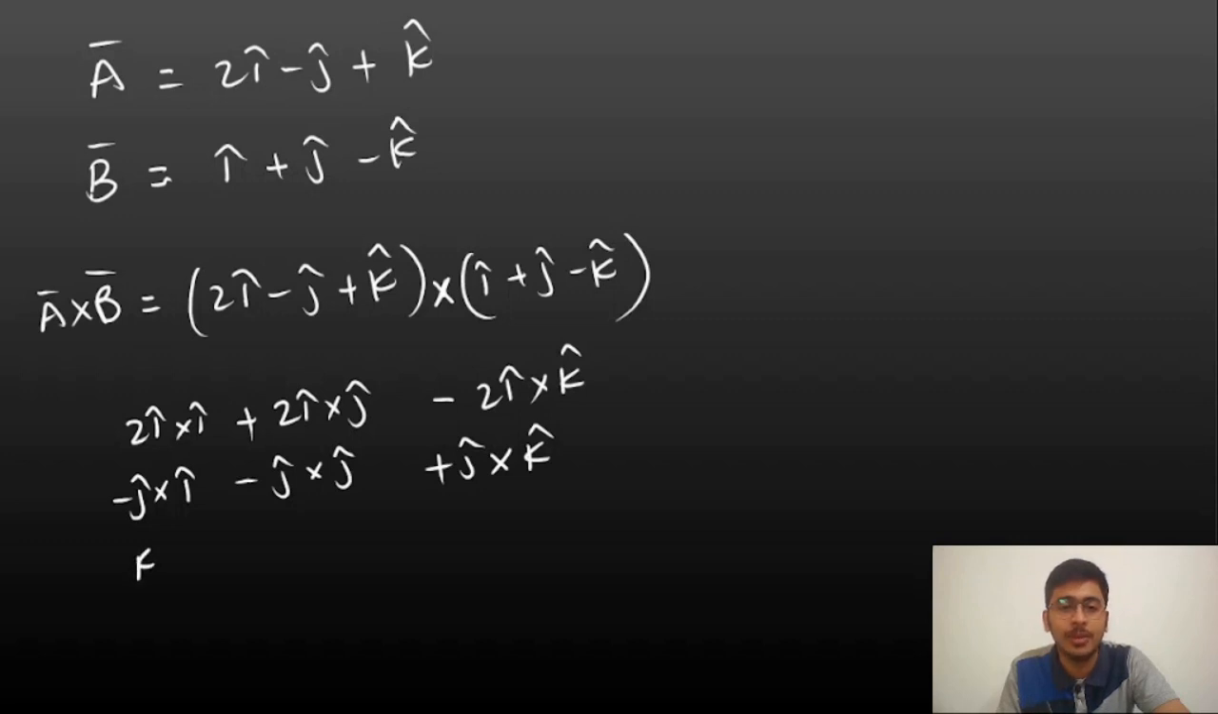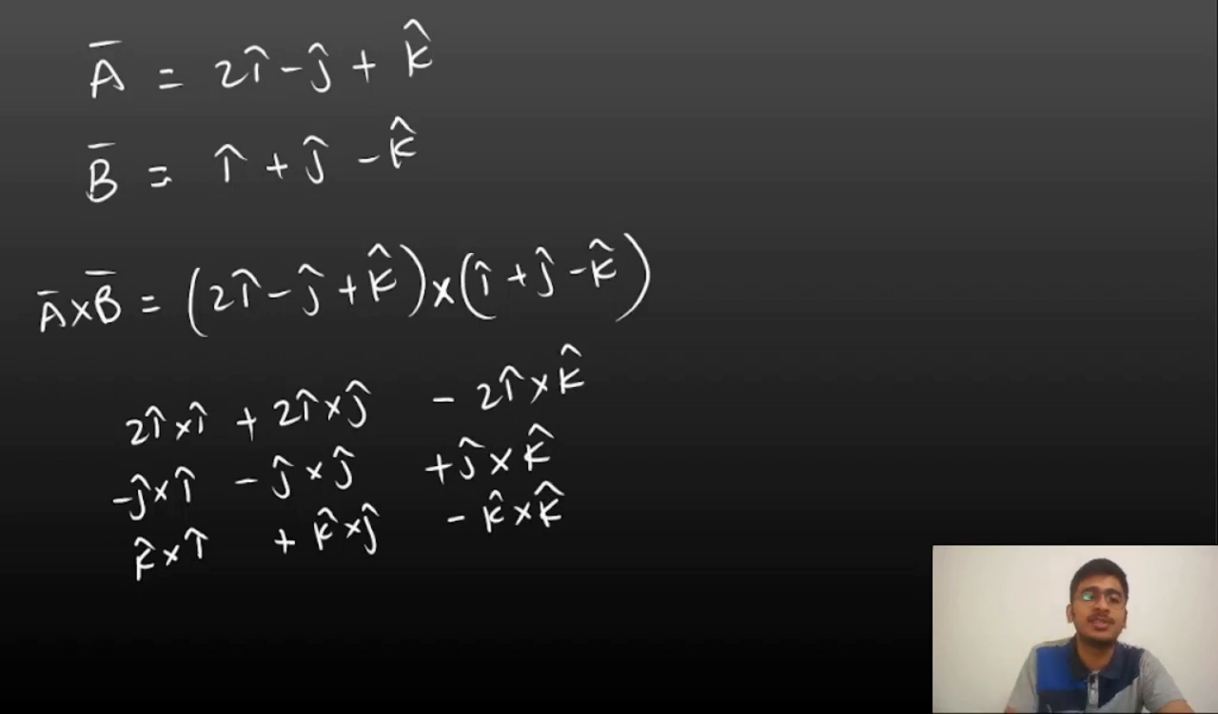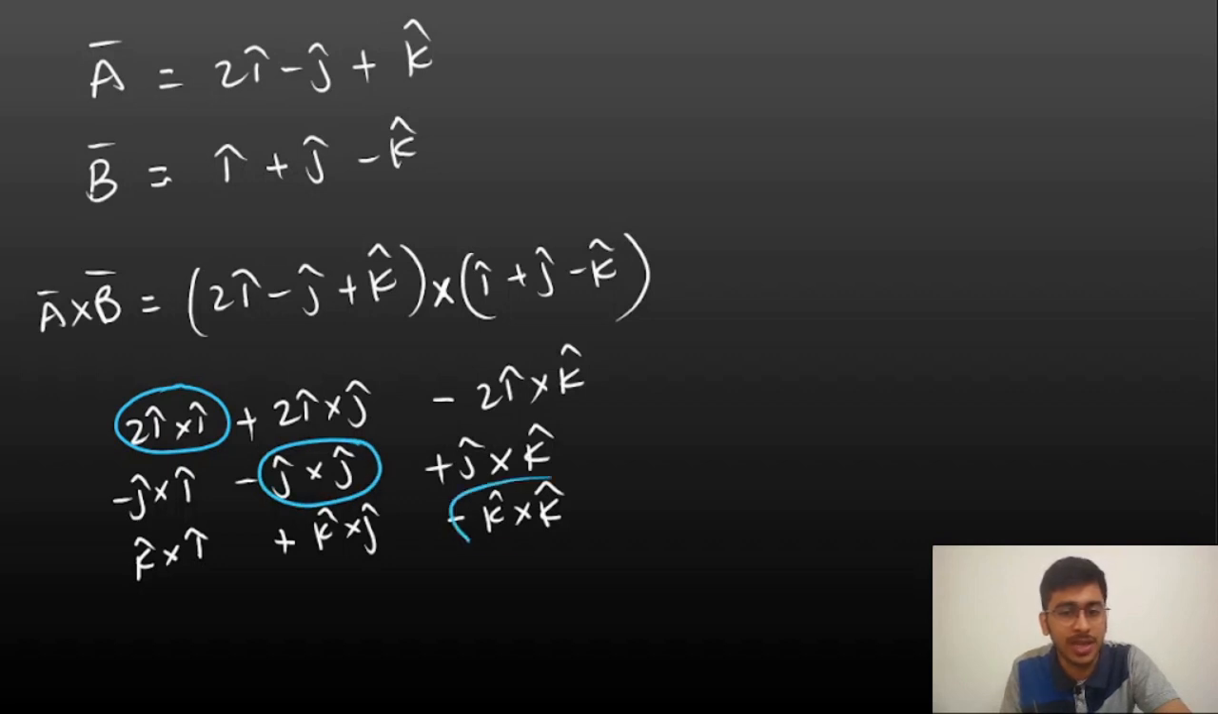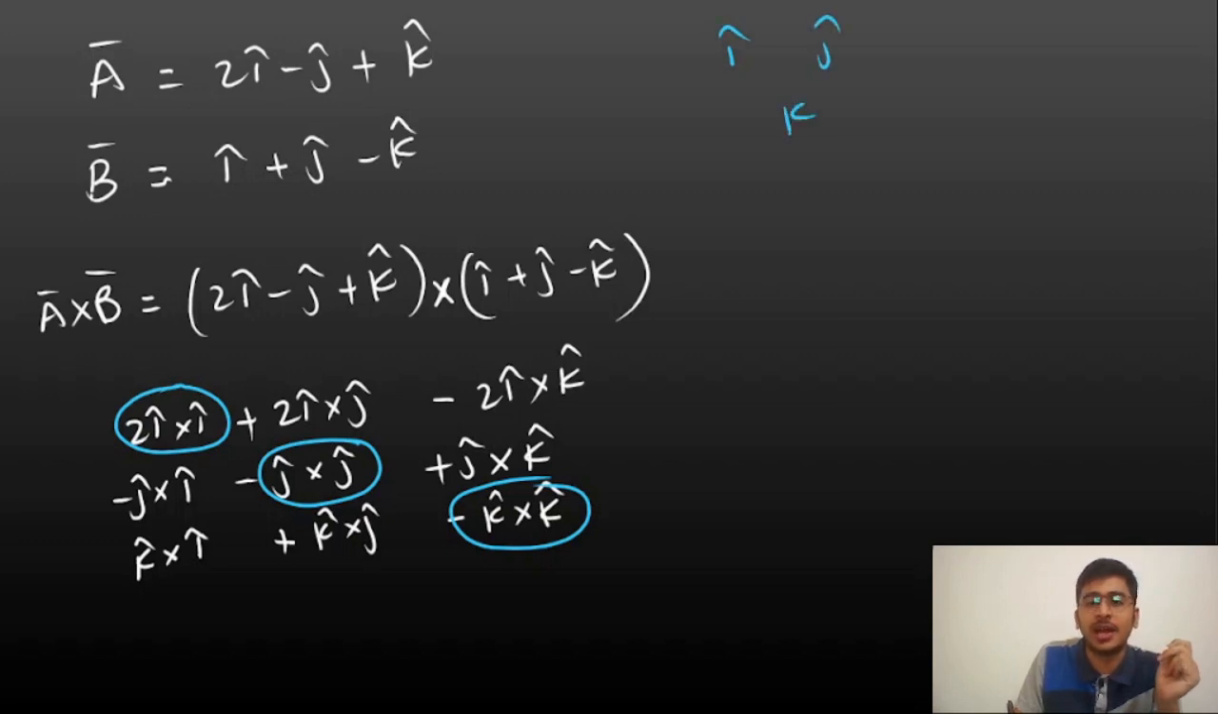So I'll get k cap cross i cap, then plus k cap cross j cap, then minus k cap cross k cap. And already we are seeing that i cap cross i cap becomes 0, j cap cross j cap also becomes 0, and k cap cross k cap also becomes 0. And we know the i, j, k diagram. So i cross j gives us k. But then what is j cross i? j cross i will be minus k. So I'll write them down.